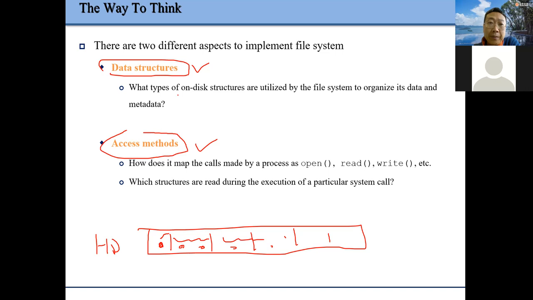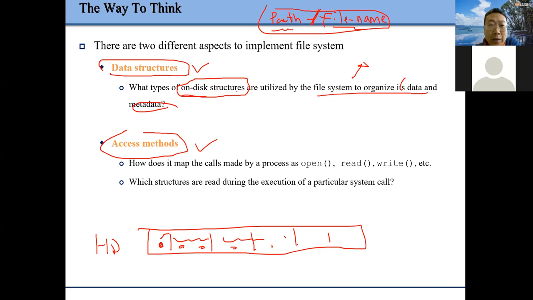Specifically, what type of on-disk data structure? We need some on-disk data structure to help us organize our data and metadata, so we can provide this simple interface, path and file name. The user doesn't request a lot. The user only says, I want to go to my directory and store my file. So we want to implement this. That's the first issue.